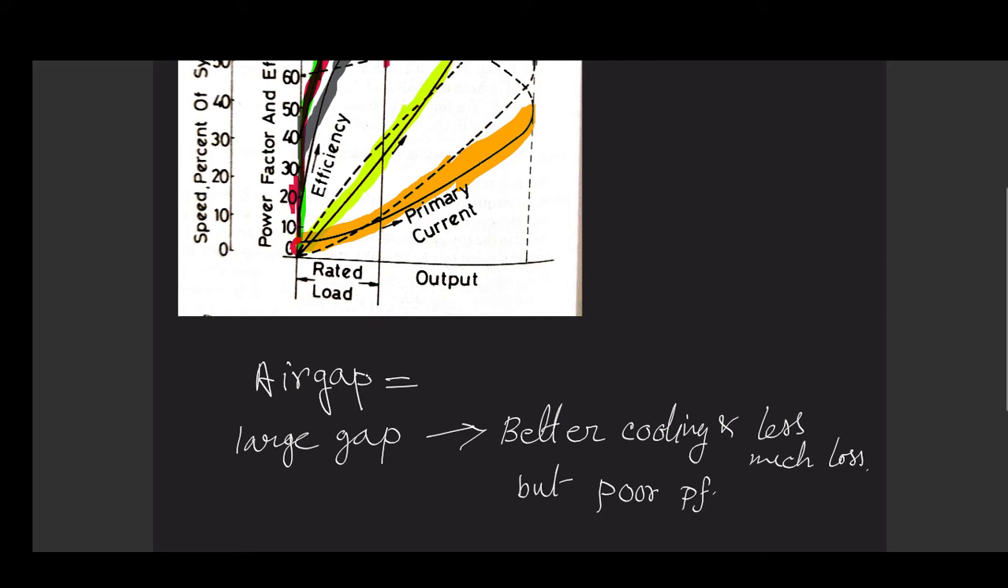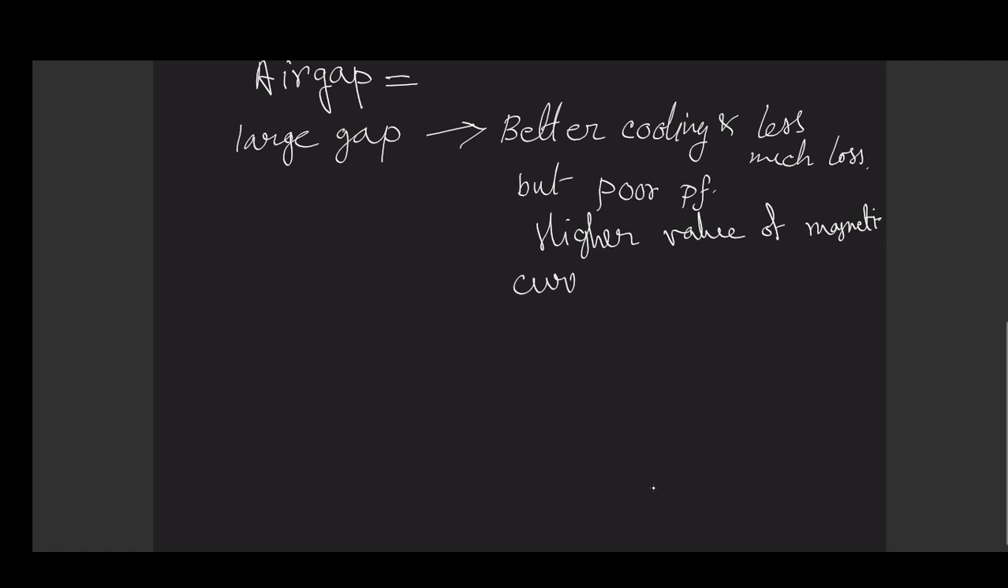And poor power factor means what? For the same load, your machine will draw more current, and even more magnetizing current. This is due to a large air gap.